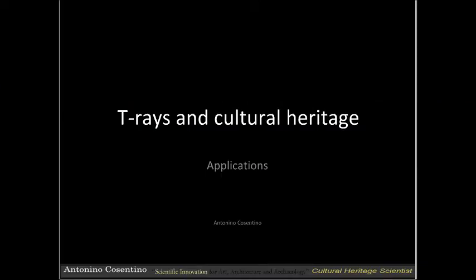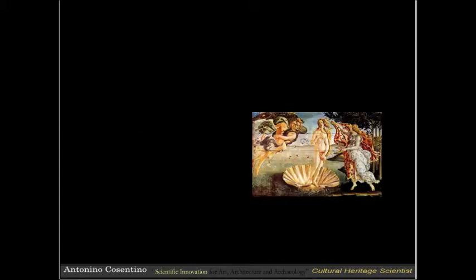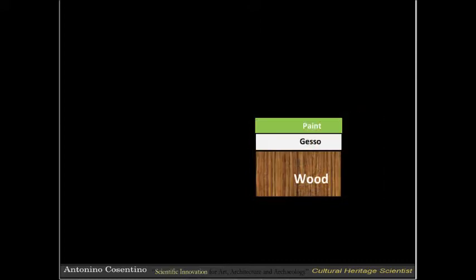This is a brief introduction to T-ray technology, also called terahertz, and its applications to cultural heritage conservation and investigation. Let's start by considering a typical Italian Renaissance painting. This will be made of at least 3 layers: paint, gesso and wood.